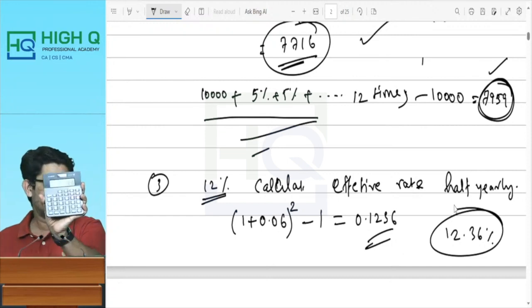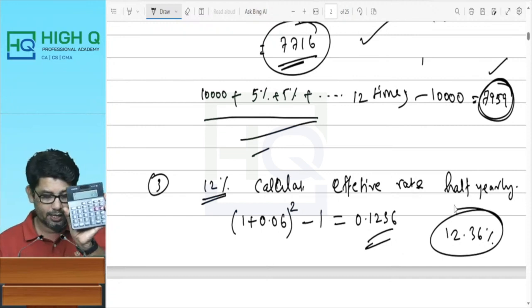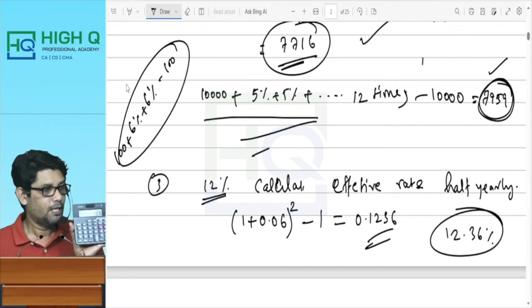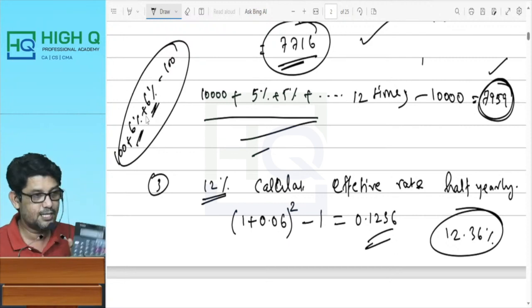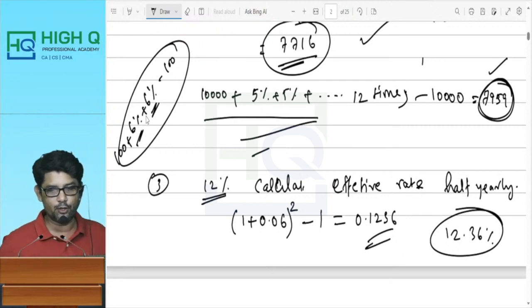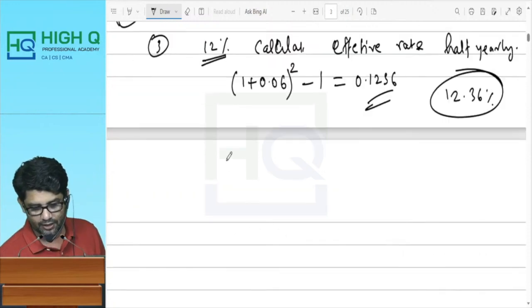Did I get the same answer, my dear? 12.36. What I did: 100 plus 6% plus 6% minus 100. This is my effective rate of interest. I hope you know how to get this 6%. Now, can you apply this type on your own?